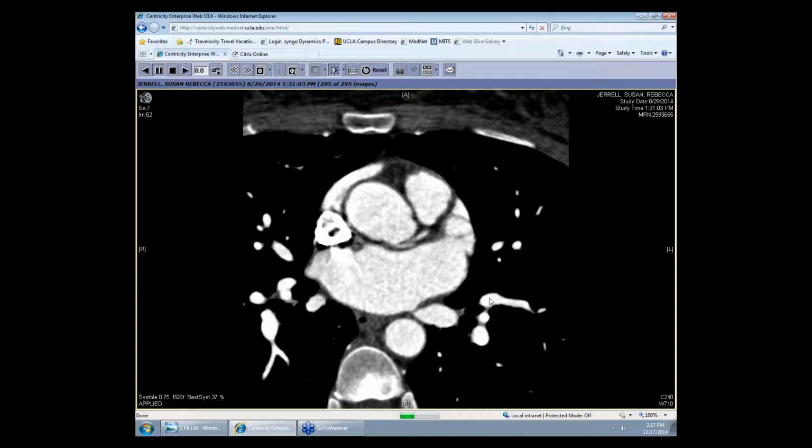This is the horizontal almost. You want to do vertical along the wall of the aorta and cut through the coronary artery to see if there is a cross-section.